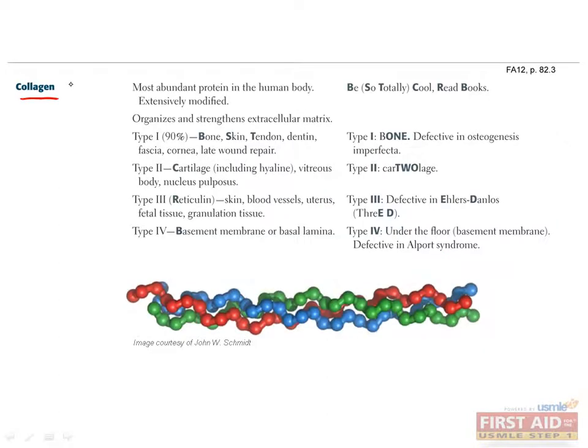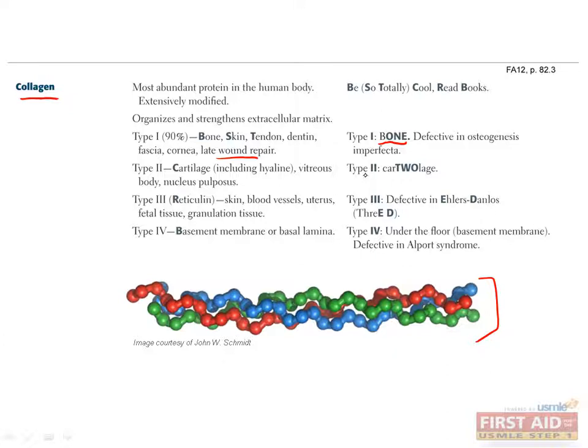Collagen is the most abundant protein in the body. Its structure is a triple helix, which is rich in glycine and proline. There are 4 main types of collagen. Type 1 is the most abundant and is found in bone, skin, tendon, dentin, fascia, and the cornea, and is also involved in wound repair. Type 2 is found in cartilage, the vitreous body, and the nucleus pulposus. For type 1, it's mostly important to remember that it's involved in the bone, which you can remember because bone has the word one in it.